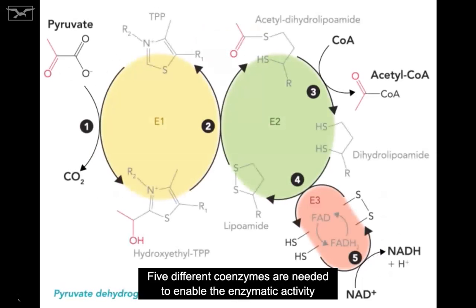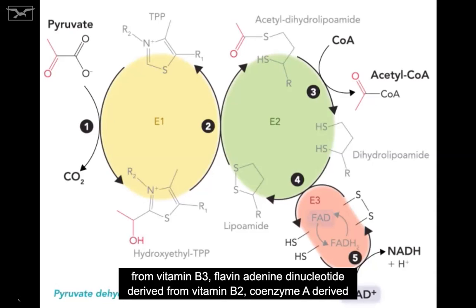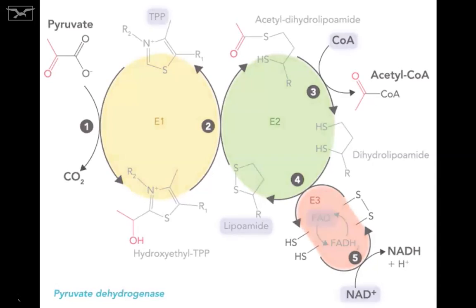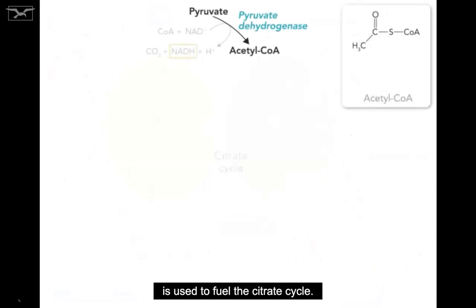5 different coenzymes are needed to enable the enzymatic activity of the pyruvate dehydrogenase complex: nicotinamide adenine dinucleotide, derived from vitamin B3; flavin adenine dinucleotide, derived from vitamin B2; coenzyme A, derived from vitamin B5; thiamine pyrophosphate, derived from vitamin B1; and lipoamide. The product of the pyruvate dehydrogenase reaction, acetyl-CoA, is used to fuel the citrate cycle.